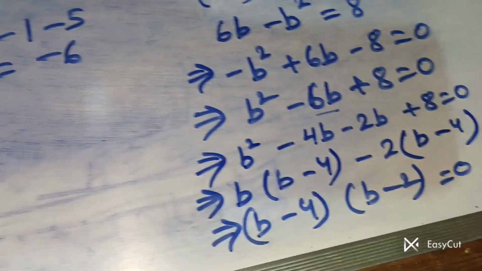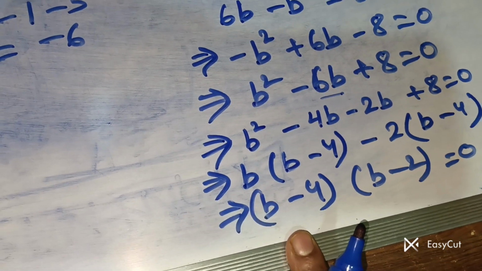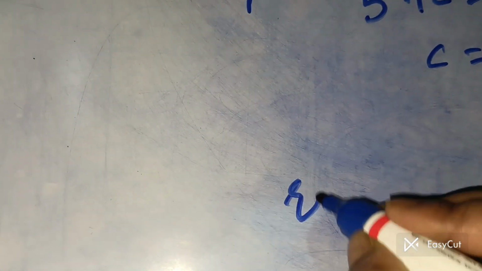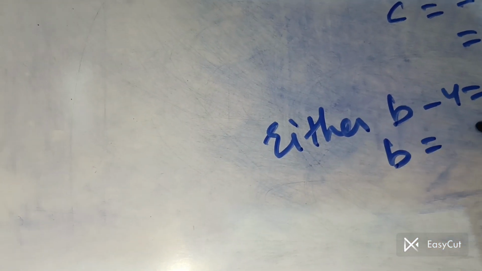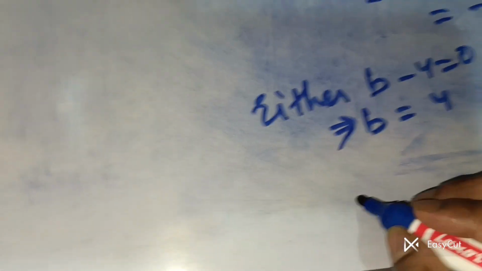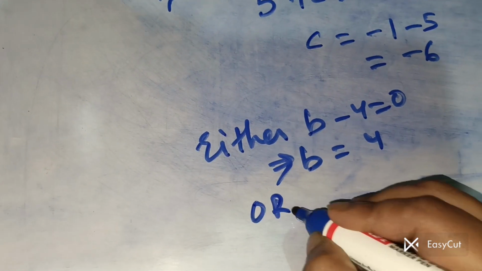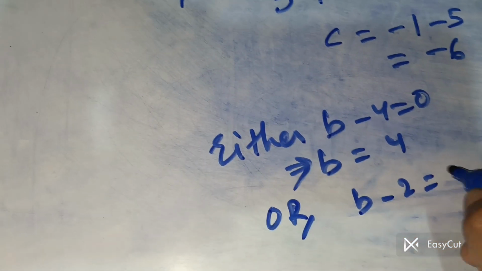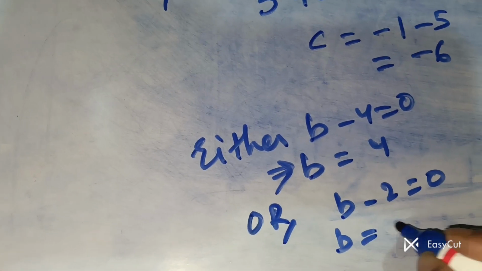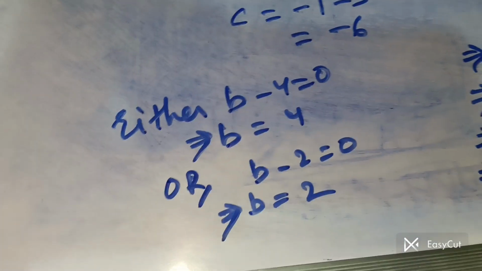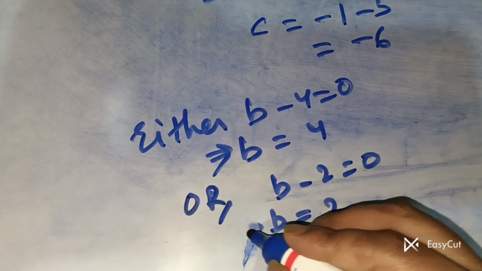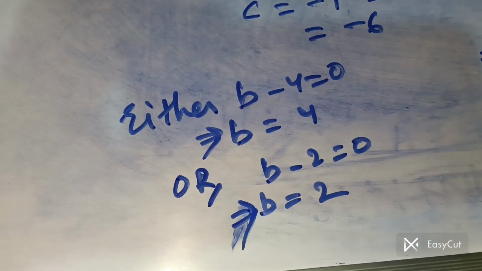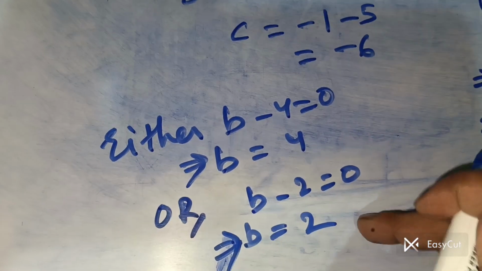So we are getting two values of B. Either B will be equal to 4 or B will be equal to 2. So either B minus 4 equals 0, so B equals 4, or B minus 2 equals 0, so B will be equal to 2. So we are getting B as 4 and 2.